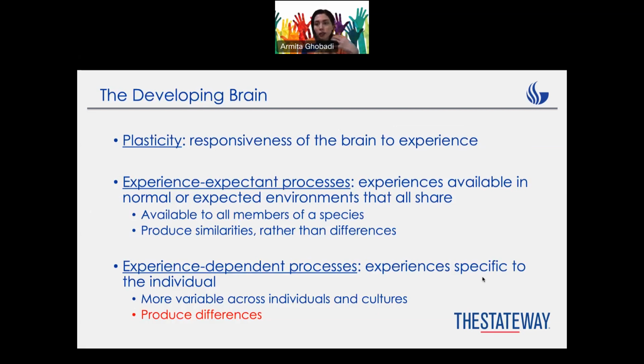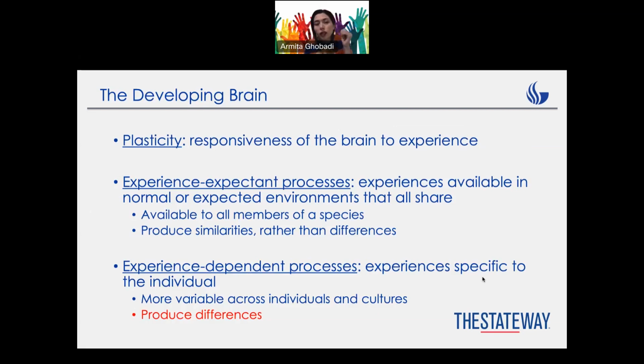But for example, in younger children, such as infants and toddlers, they have a high level of brain plasticity, so they can be like a sponge. They can just absorb everything from the environment.